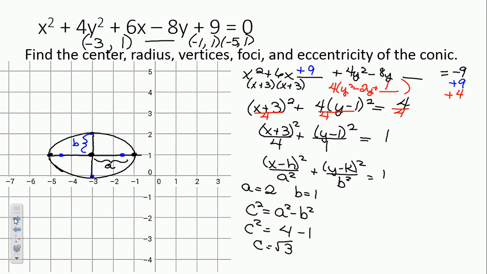Okay, so a is the larger number underneath your fractions, and b is the smaller, but it's a squared and b squared. So if a squared is 4, then a is 2. And b squared is 1, so b is 1.